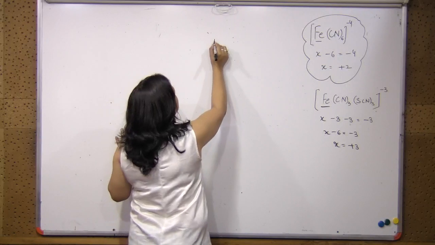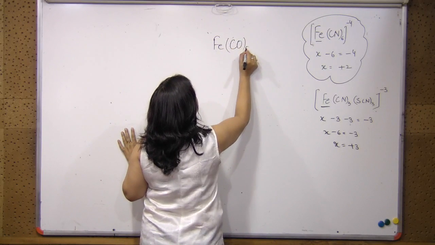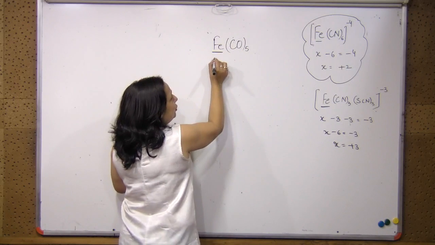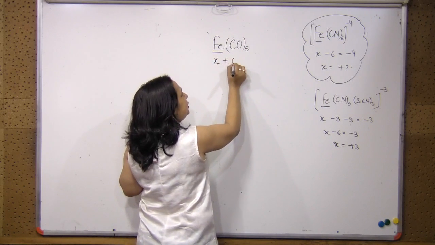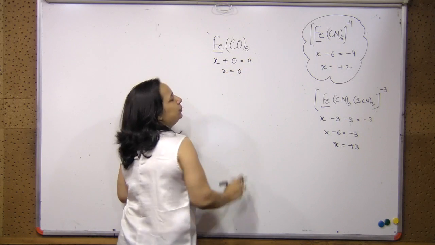Sometimes it is written as iron with carbon monoxide 5 times. So what is x for iron? We can say carbon monoxide is neutral. So x comes out to be 0.